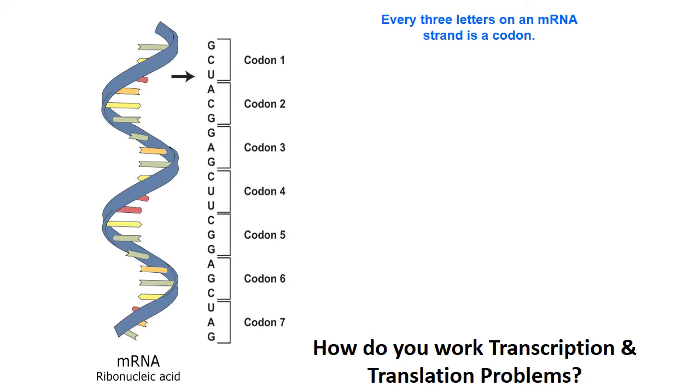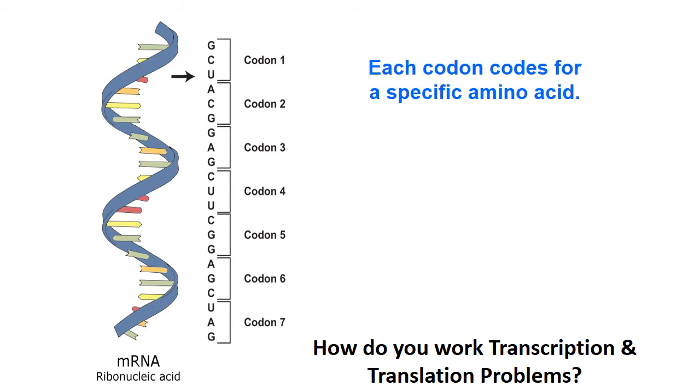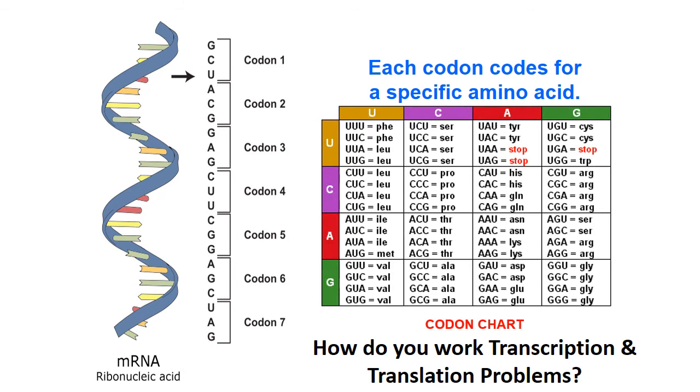Remember that creating proteins is all about reading a code. Every 3 letters on an mRNA strand is called a codon. The word codon sounds a lot like code, doesn't it? Well, that's because a codon codes for something. It codes for a specific amino acid. In order to read the code, you need to use a codon chart.